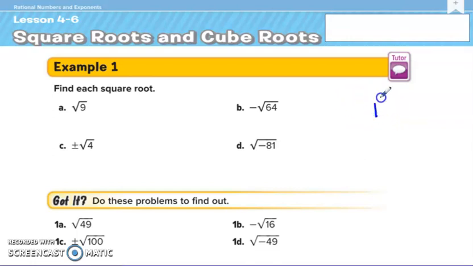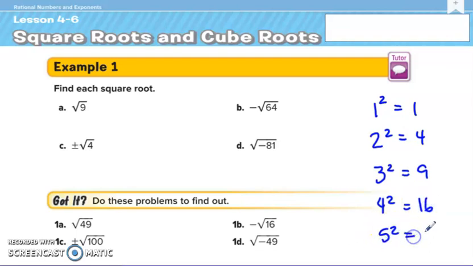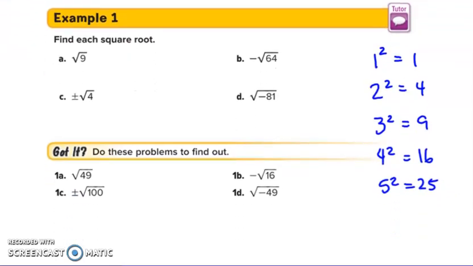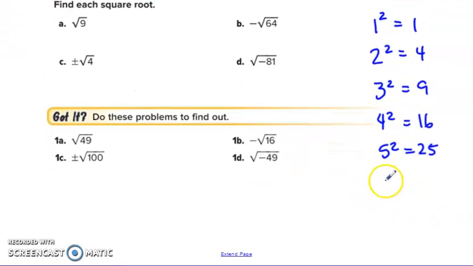So let's just look at some squares. Perfect squares, like 1 squared. 1 squared equals 1. That's pretty nice. We're going to do a huge list right here. 2 squared equals 4. 3 squared equals 9. 4 squared equals 16. 5 squared equals 25. Six squared equals 36. You may have to pause the video and catch up here.